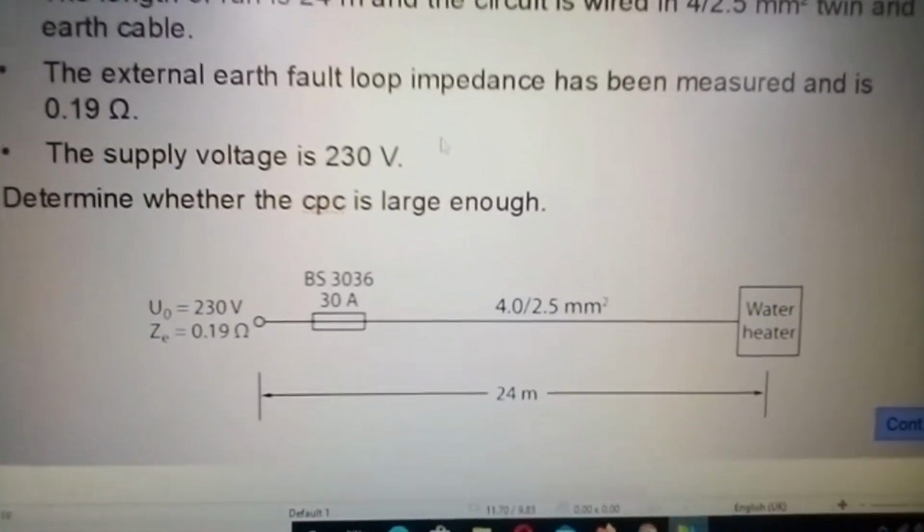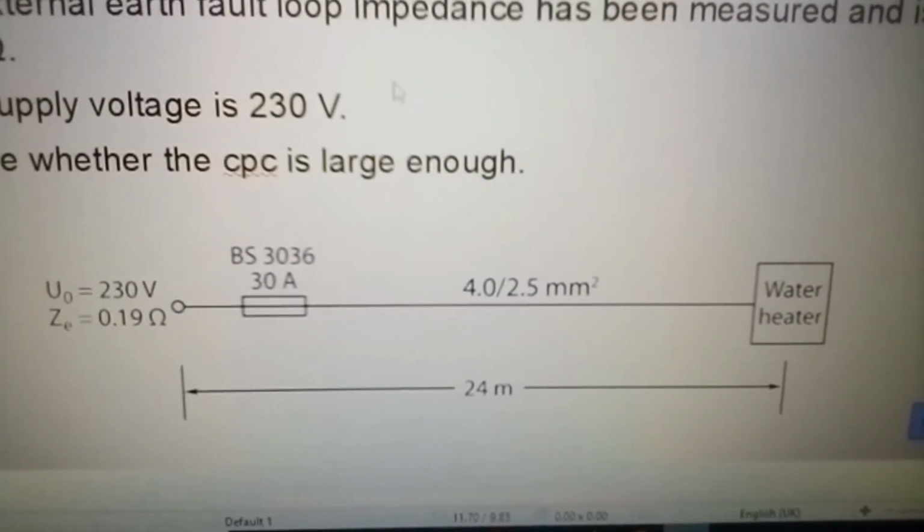Okay, so let's go down to this diagram so we can make sure we get the diagram in full.